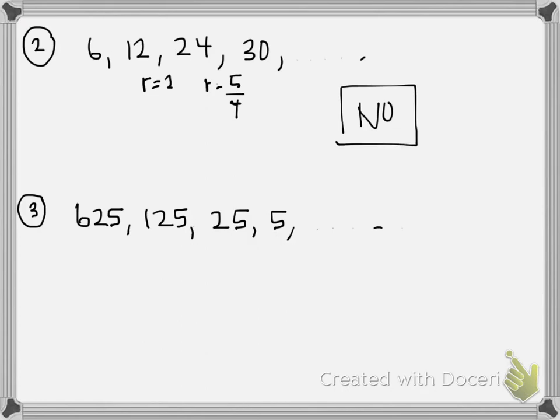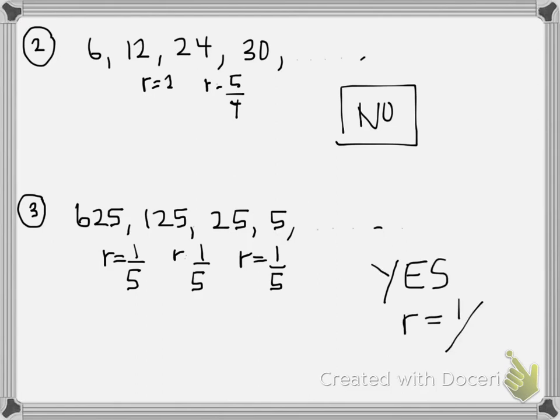All right, let's look at the next one, number 3, so 5 and 25. What is that ratio? That's going to be a fraction, right? So 5 divided by 25 gives you a ratio of 1/5. 25 divided by 125 is also 1/5. And 125 divided by 625 is also 1/5. So yes, this is a geometric sequence, and the ratio, the R, is 1/5.